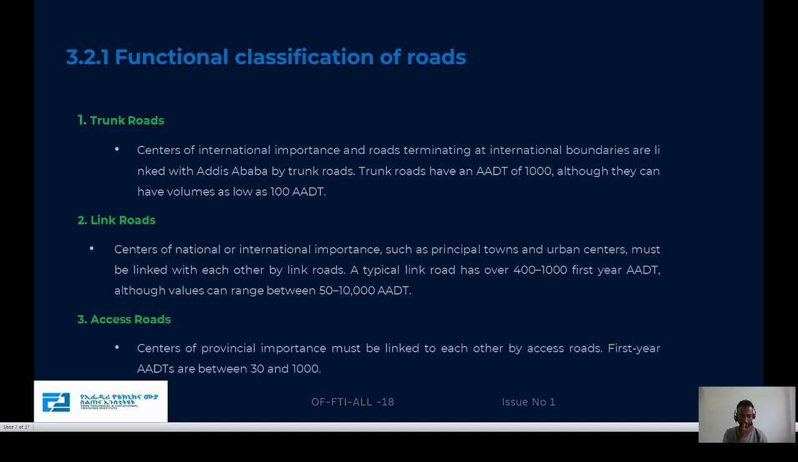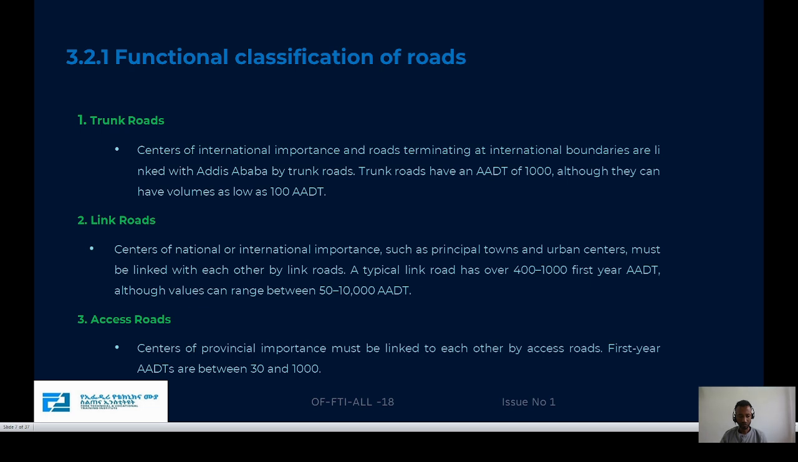The number of vehicles using these trunk roads is greater than 1000 AADT. Link roads are used for towns and cities of national or international importance, for example linking Addis Ababa to Bahir Dar, Addis Ababa to Mekelle, Addis Ababa to Dire Dawa, different nations, towns, or cities. The number of vehicles is lower compared to trunk roads, 400 up to 1000 ADT.